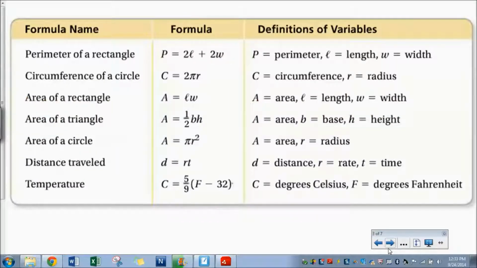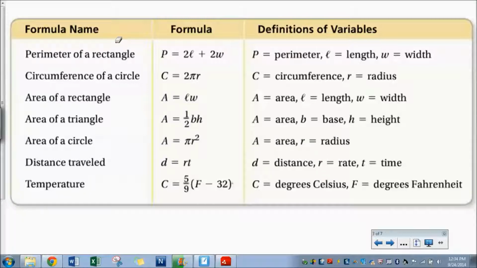Here are some ones that you should be familiar with. Go ahead and copy each of these down. You wouldn't necessarily have to copy down the definition of the variables, this portion right here, because I think you know, or at least you should know, that a capital P is perimeter, L is length, W is width, capital A is area, lowercase b is base, and so forth.